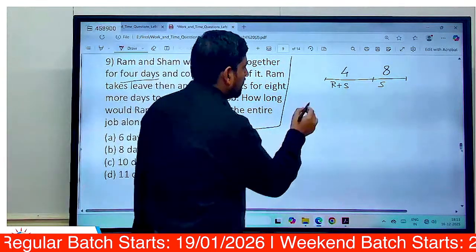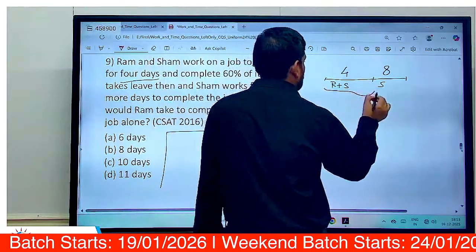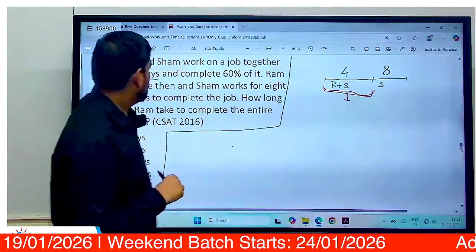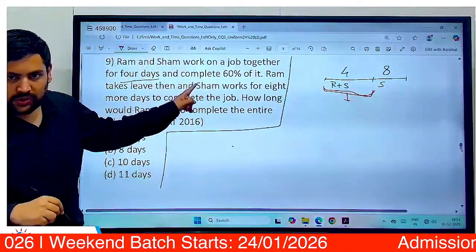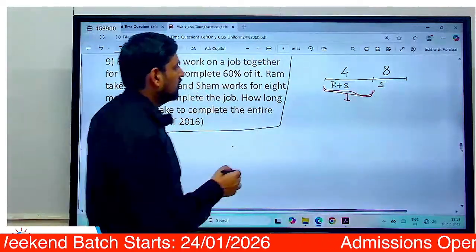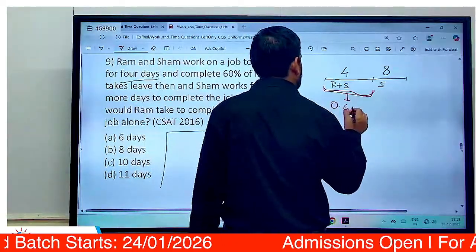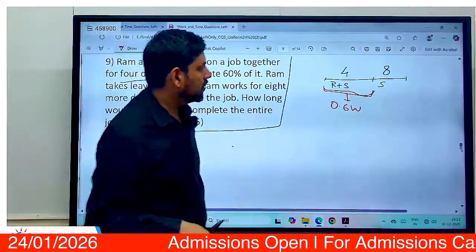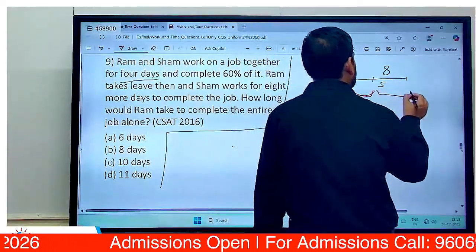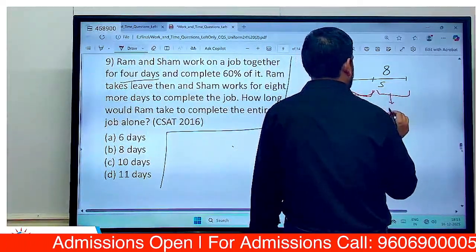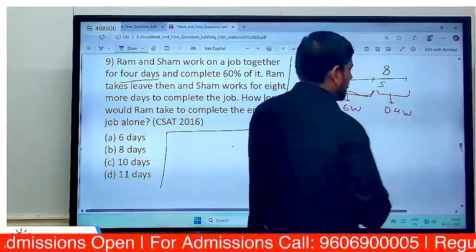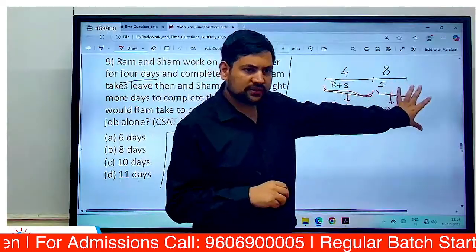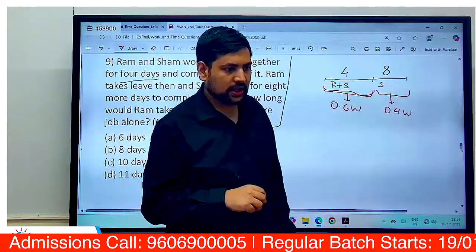How much work is done in this part? It says both together complete 60% of the work. So how much work is done? 0.6 W, 60%, correct? 60 by 100, 0.6 W. That means 60% work is done here. Then the remaining 40% work is done in this part.